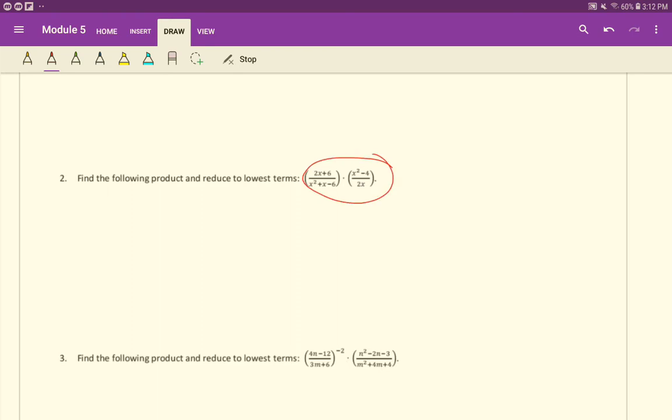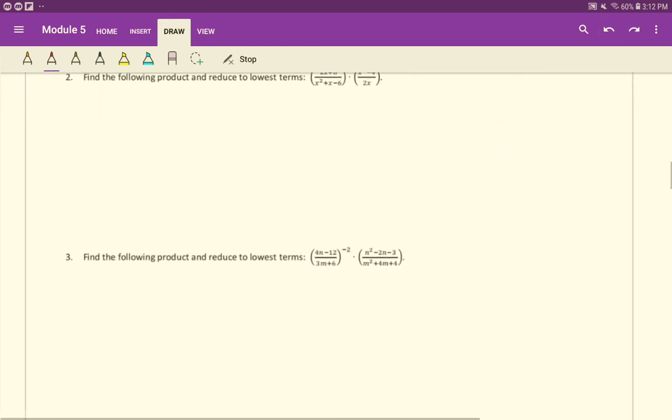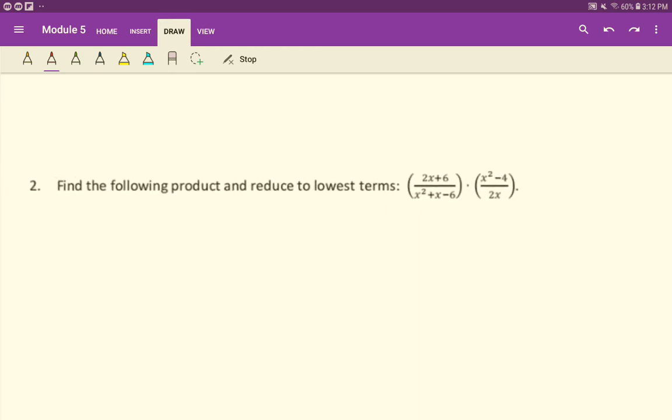Let's take a look at this one now. We're asked to find the following product and reduce to lowest terms. So we're going to go ahead and do that here. Let's do it in a bit of a different order though. In the earlier problem here, we multiplied first, then we factored and simplified. What we're going to do now is, before we multiply these two things together, let's see if we can factor and simplify, then multiply. Okay, so let's see here.